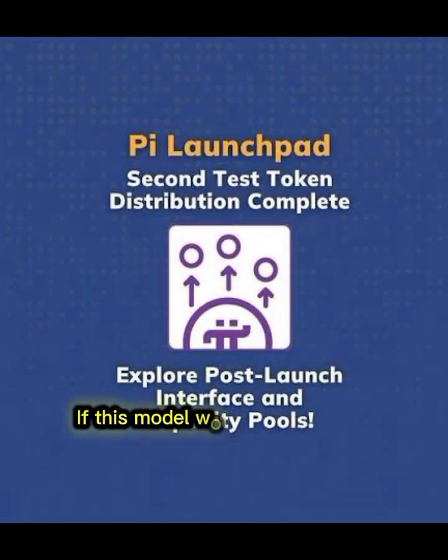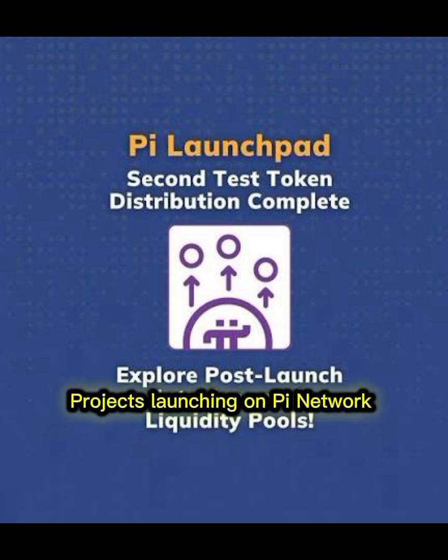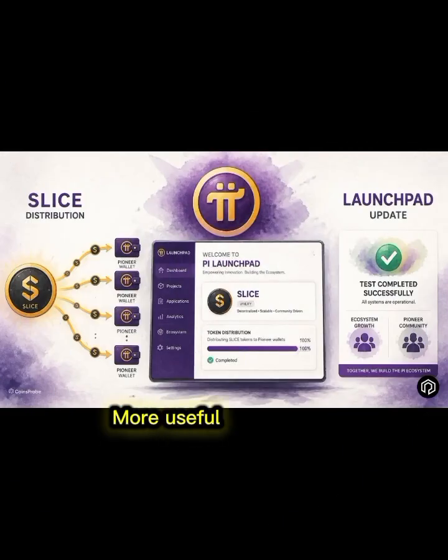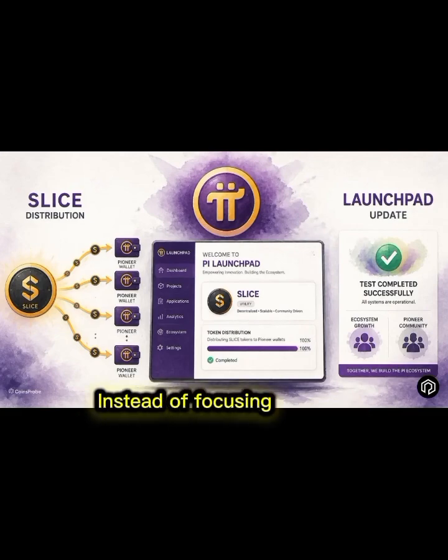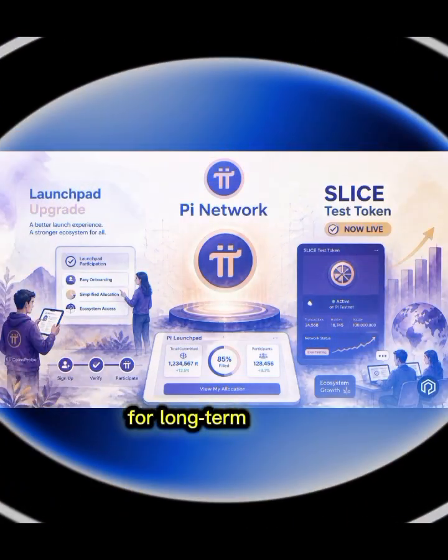If this model works successfully, it could become one of the biggest improvements in the Pi ecosystem. Projects launching on Pi Network could gain better liquidity from day one, easier token trading, stronger user participation, more useful applications, a healthier ecosystem overall. Instead of focusing only on fundraising, projects are encouraged to build products that people actually use. That's a much more sustainable approach for long-term growth.